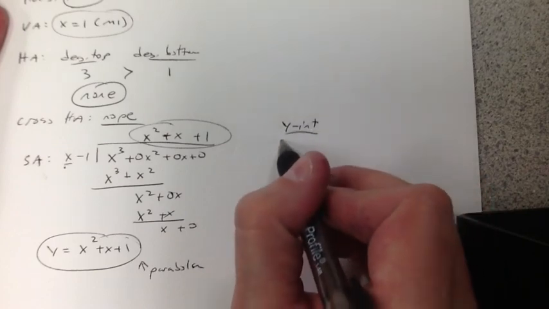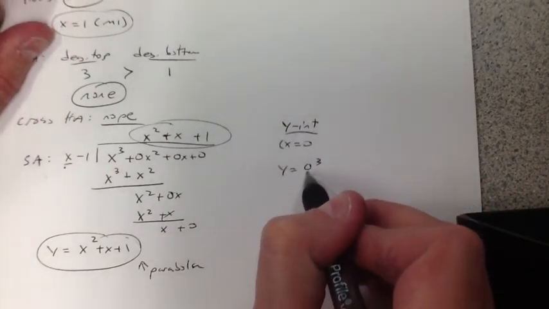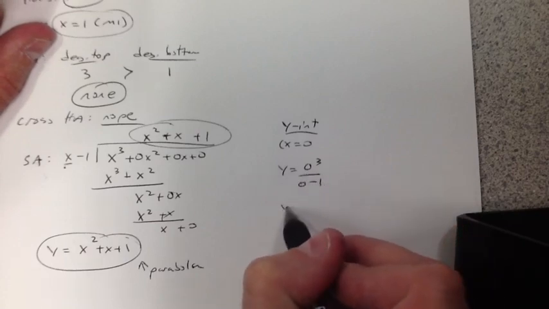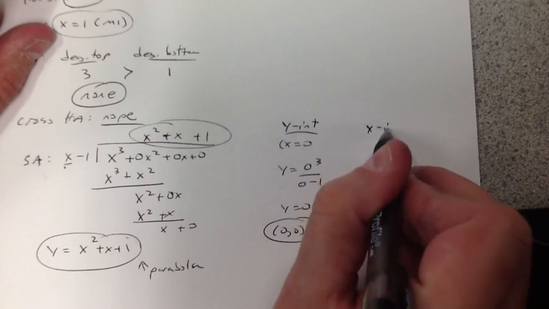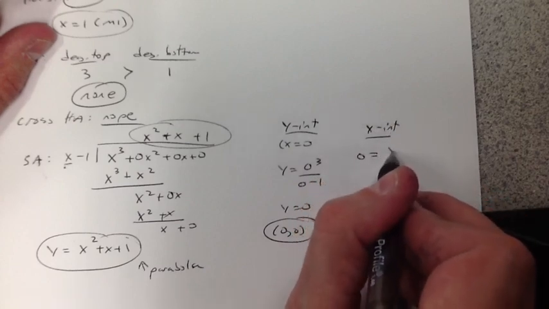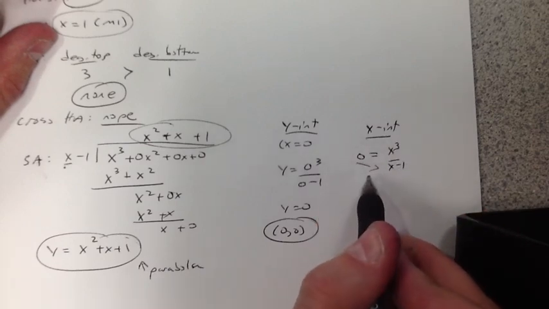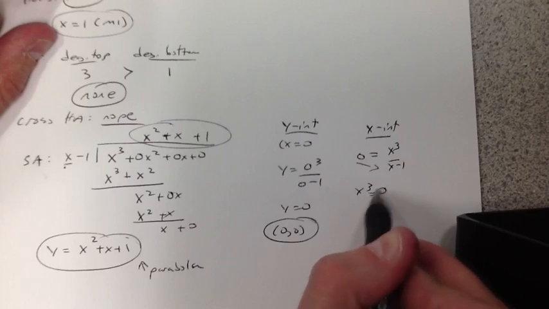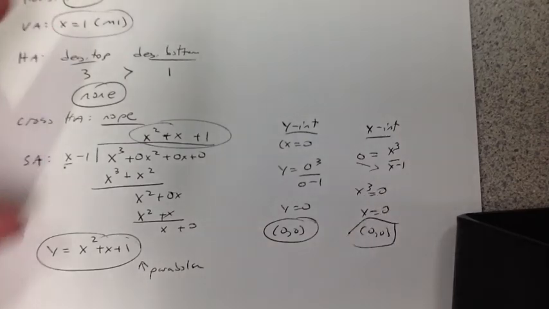Very easy. Let x equals 0. We get y equals 0 cubed over 0 minus 1. So it's just 0, 0. Get your x-intercept. Let y equals 0. 0 equals x cubed over x minus 1. Cross multiply, x cubed equals 0, x equals 0. Alright, so now we're ready to sketch this one right now.